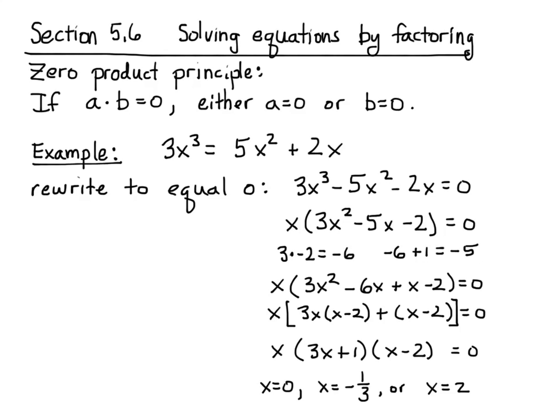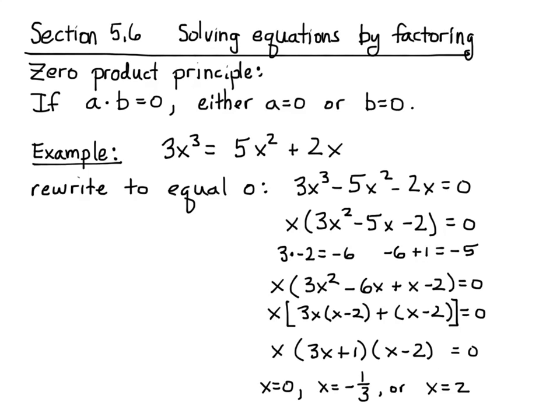Now, one of the things that is tempting to think about is that x can be all 3 of those values, and that the 0 goes in the first x, the 1/3 goes into the next x, and the 2 goes into the next x. That's not true at all. X can only be one value in that equation. We have 3 solutions to this equation. That means that if all the x's are 0, or all the x's are negative 1/3, or all the x's are 2, then you have the solution.